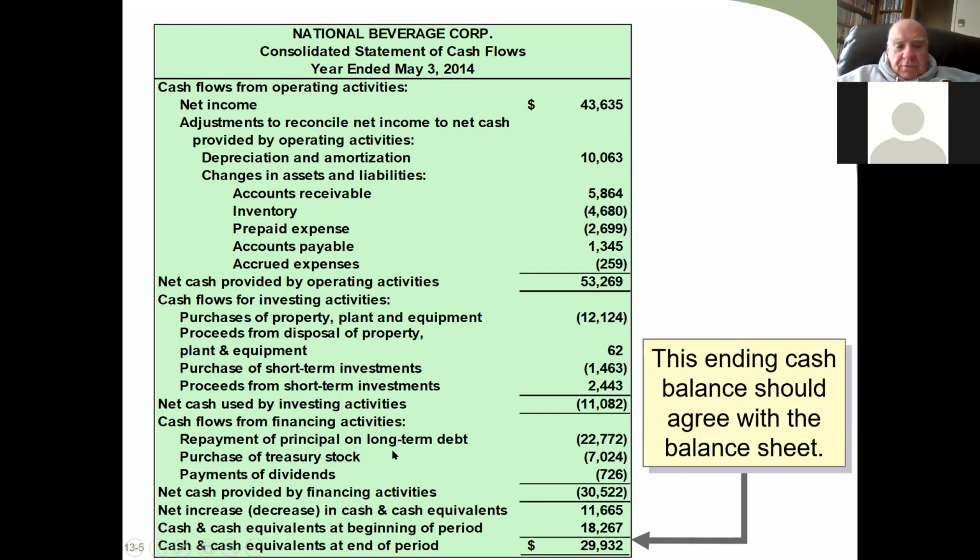Financing, well, if you repaid some debt, that's obviously a negative cash flow. If you purchased treasury stock, negative cash flow. If you sold treasury stock, which they did not do here, that's a positive cash flow. And dividends, of course, are a negative cash flow. So hopefully I got you guys started in terms of understanding the basics of this cash flow statement.